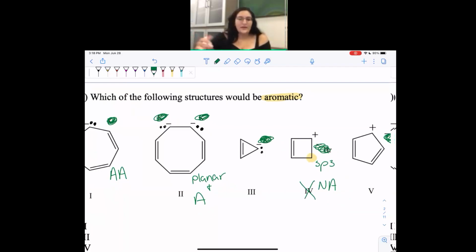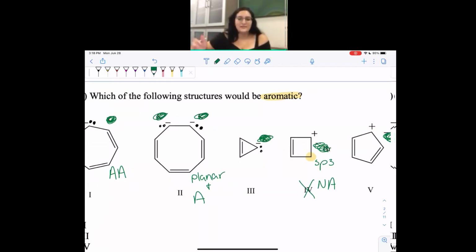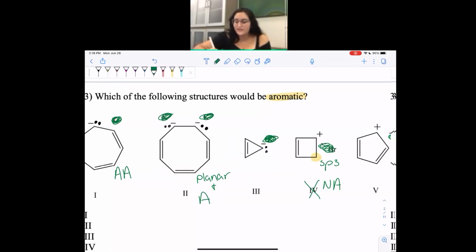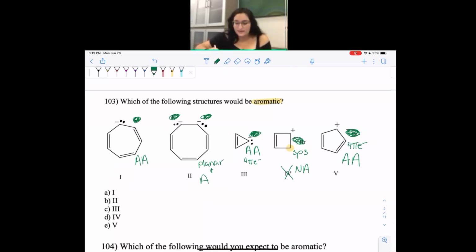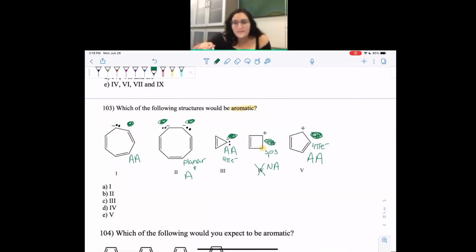And we already have our answer, but just so you guys have it in your notes, let's do the rest of these. Cyclic, planar, fully conjugated, 4 pi electrons. So it's anti-aromatic. And this last guy has a carbocation instead of an anion. So we have 1, 2, 3, 4 pi electrons, and it's anti-aromatic.